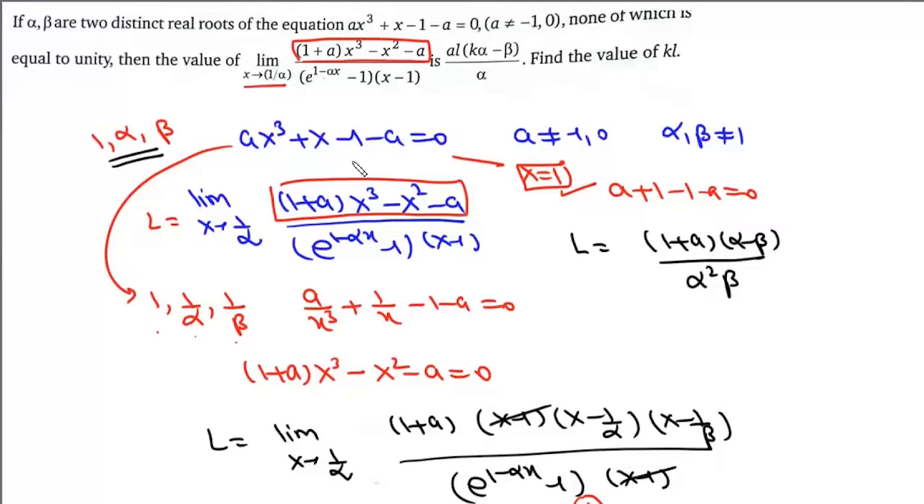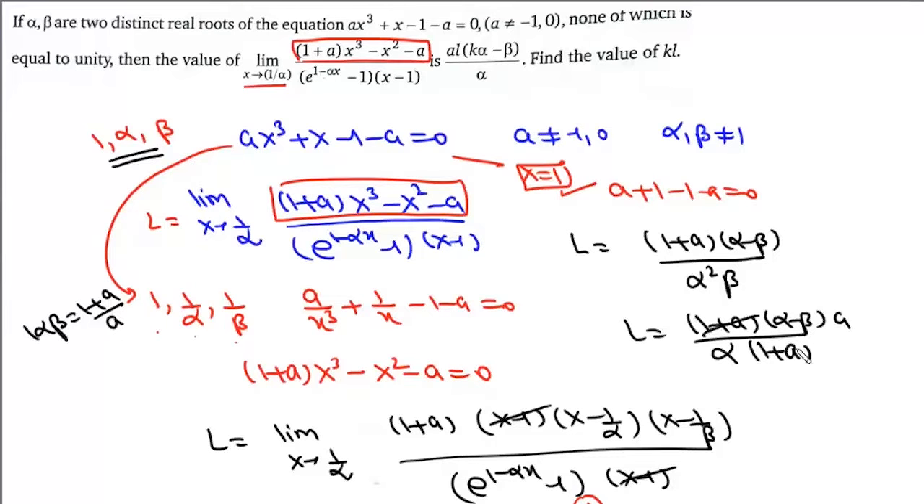Now 1, alpha and beta are roots of this equation. So if we find their product, 1 into alpha into beta, it is minus c upon a, which is 1 plus a upon a. So we'll put alpha beta as 1 plus a upon a. So it will be 1 plus a into alpha minus beta upon alpha, and it will be 1 plus a into a. So it will cancel. So the value of this limit will be a into alpha minus beta upon alpha.